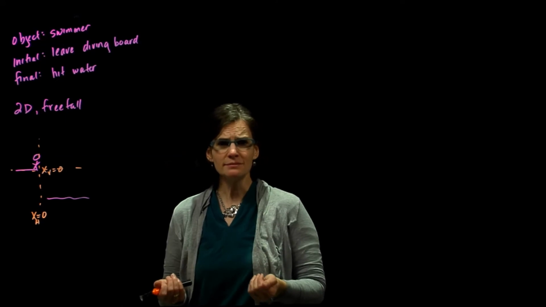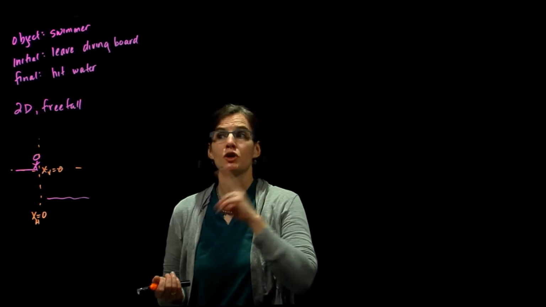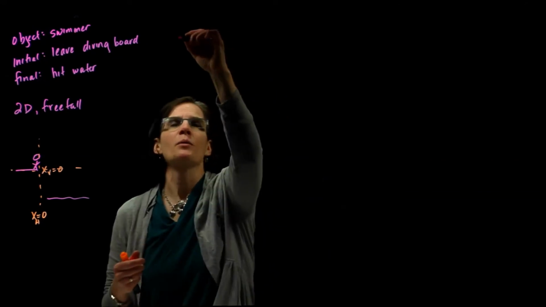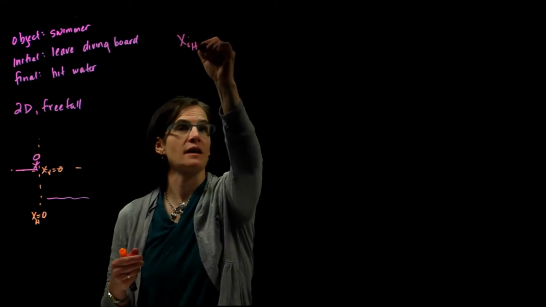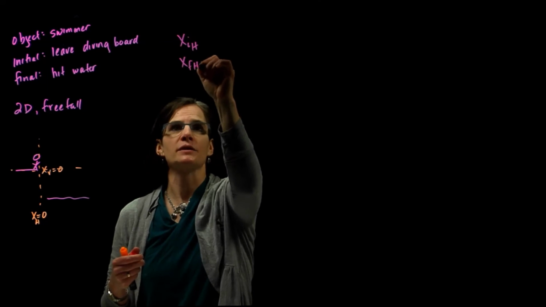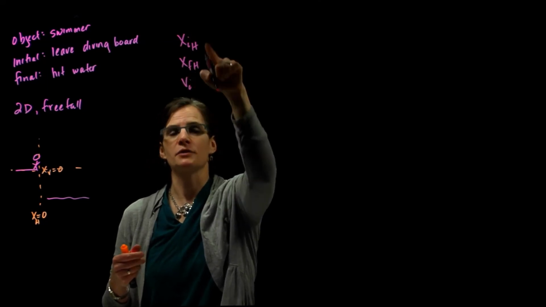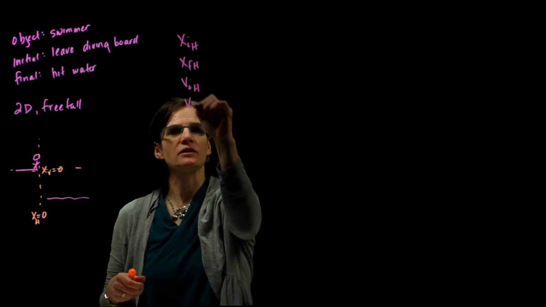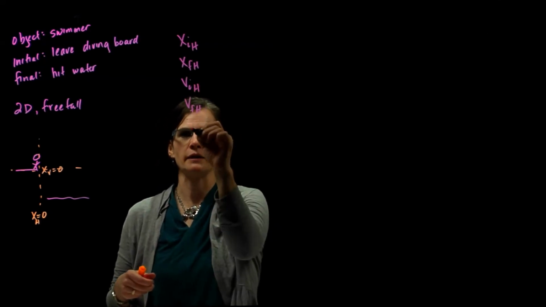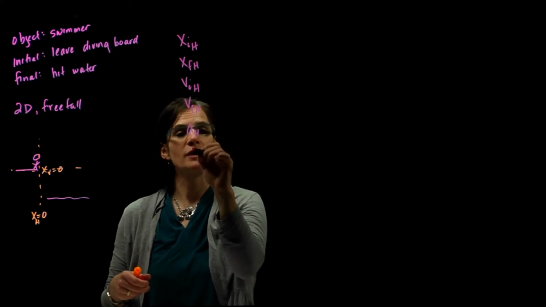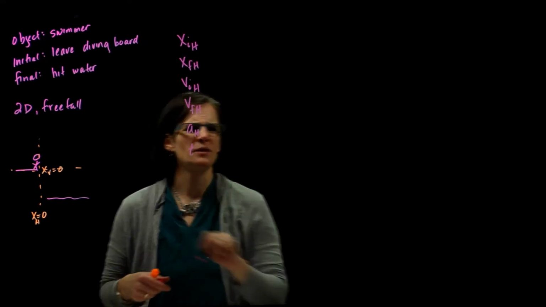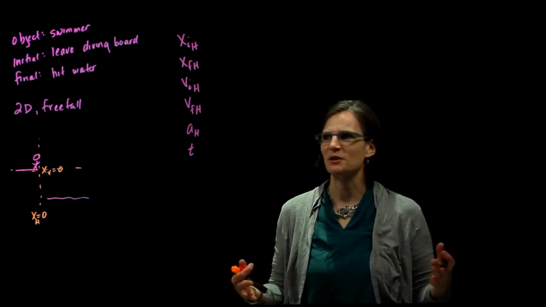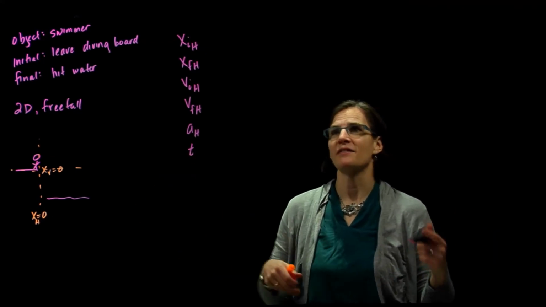Okay, now we have to make our list. Two dimensions, two lists. So we have x initial and x final horizontal, which are our initial and final positions in the horizontal direction, our initial and final velocities in the horizontal direction, our acceleration in the horizontal direction, and our time. We don't need the word horizontal on the time because the time is the same whether we're moving in one dimension or two dimensions. Both have to have the same time.